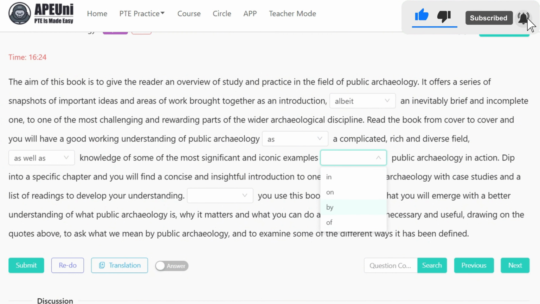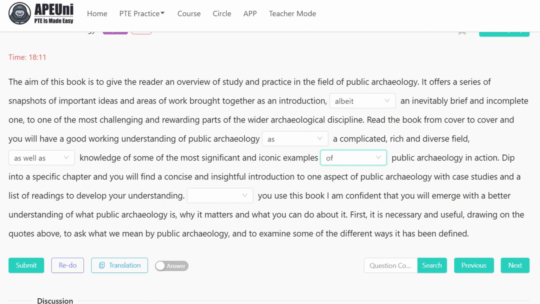Let's see what by means. By refers to authorship or means of doing something, right? And it is unsuitable for linking examples and public archaeology. Let's understand with an example. The novel was written by a famous historian. The study was conducted by a team of researchers. Let's move to the next one, which is of. Of establishes the relationship between examples and public archaeology in action, right? Showing possession or association. So of is the right option here. For example, the study of ancient civilizations is fascinating. So we'll go with of.